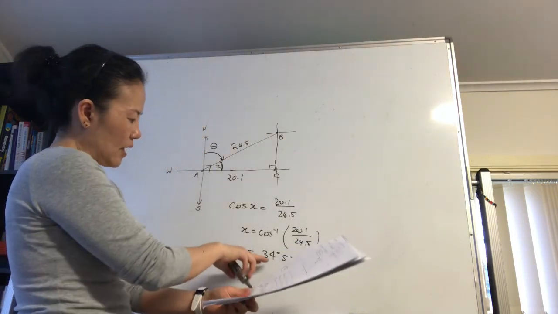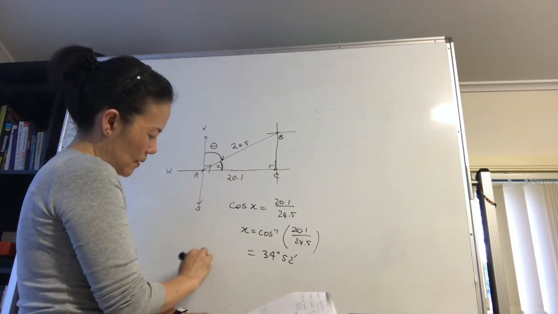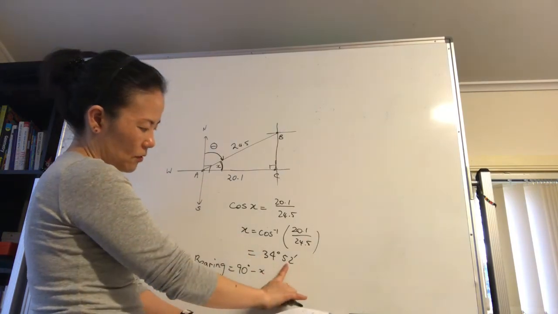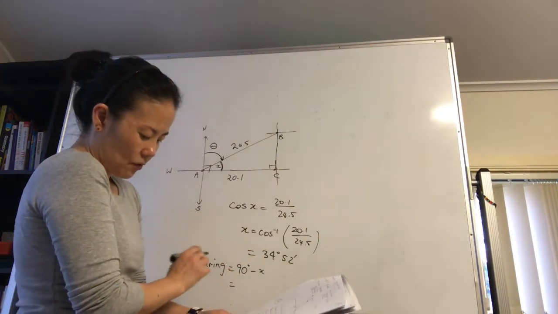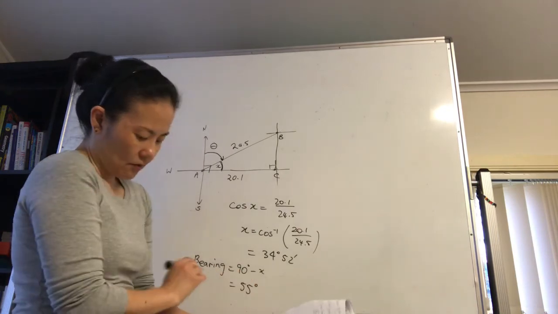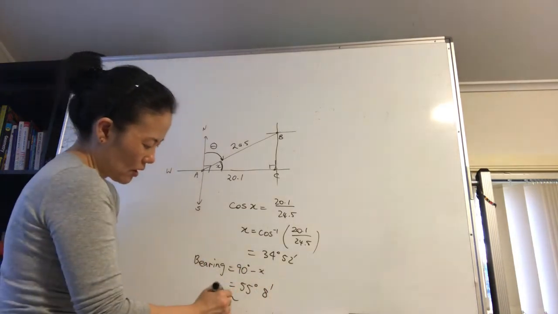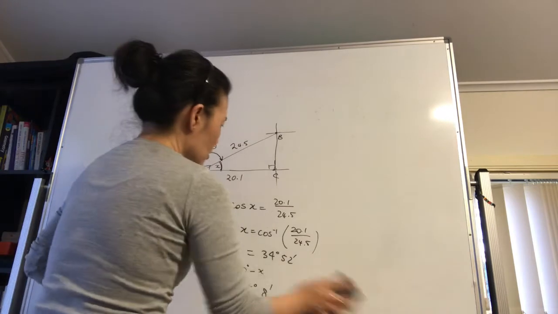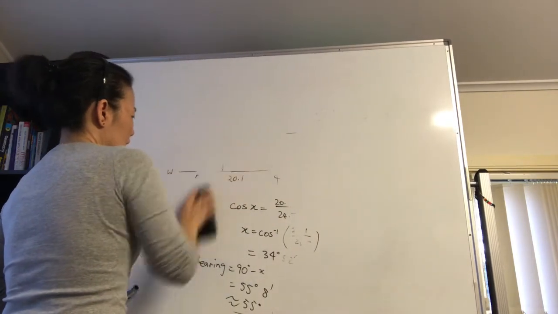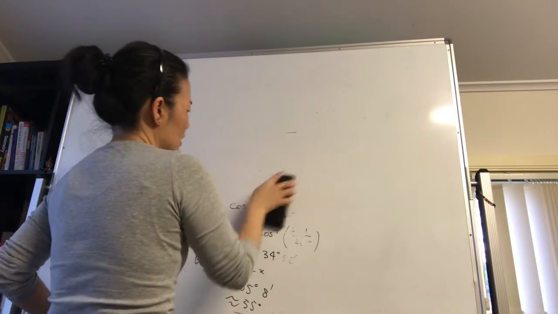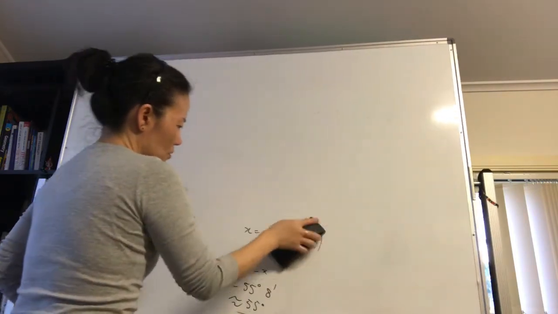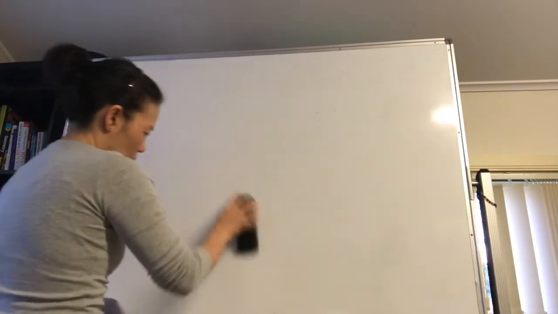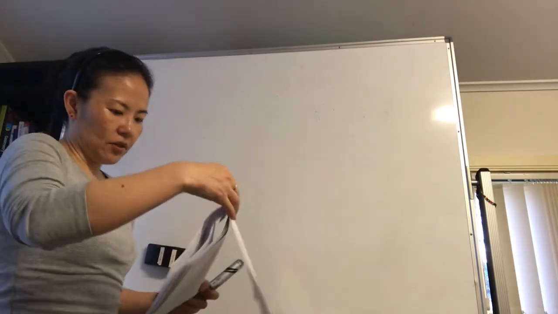And if you take that away from 90, so the bearing equals 90 take away x, which is 34 degrees and 52 minutes. And if you do that, you'll get 55 degrees and 8 minutes. But if it's to the nearest degree, the answer is, the bearing is 55. Okay? So, read the question carefully. Remember ROUGHS? Read the question, understand the question, fill in the question, think about the formula, solve and check. Right? So, with bearing questions like this, read the question carefully.